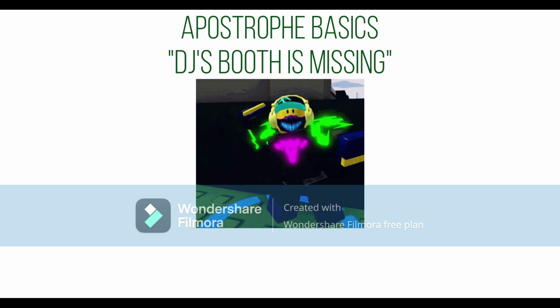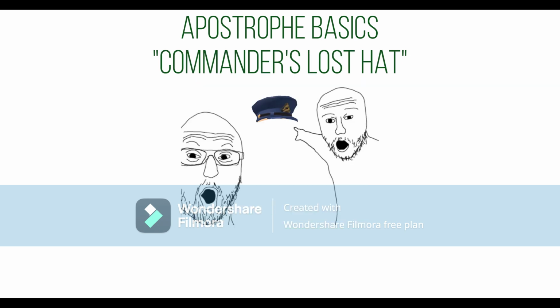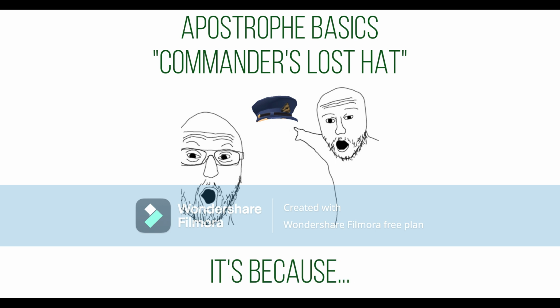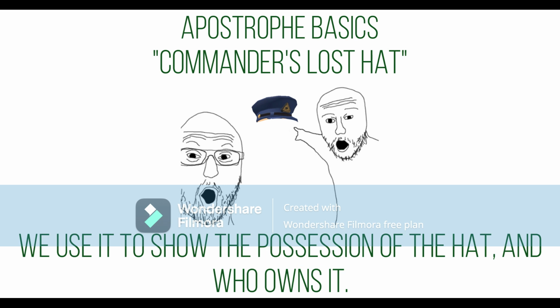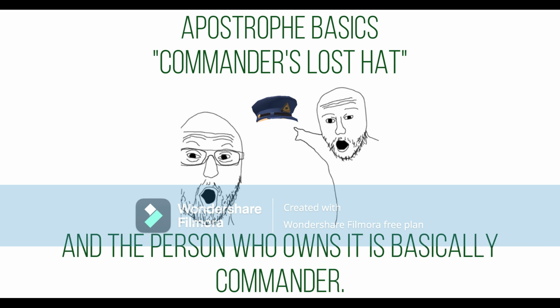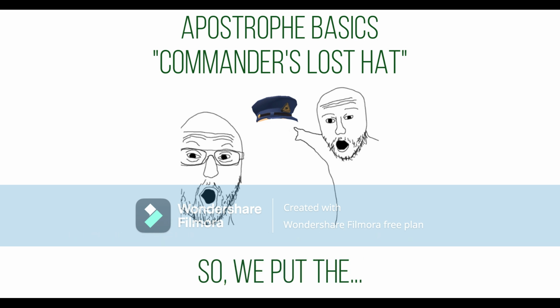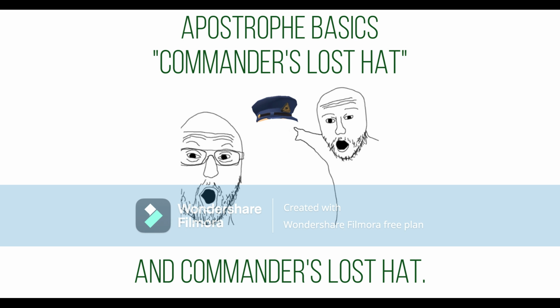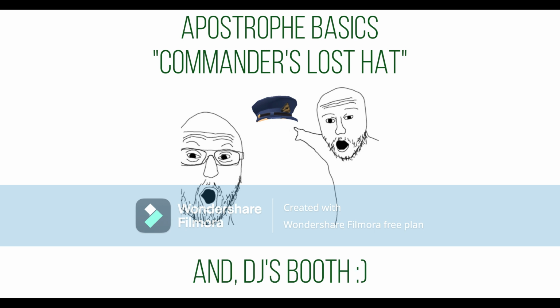Another example would be Commander's lost hat. And again, the reason why I put an apostrophe between Commander and s is because we use it to show the possession of the hat and who owns it, and the person who owns it is Commander. So we put the apostrophe and the s near Commander, Commander's hat, and DJ's booth is missing.